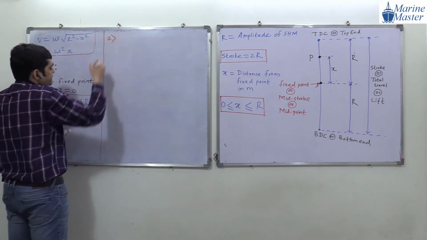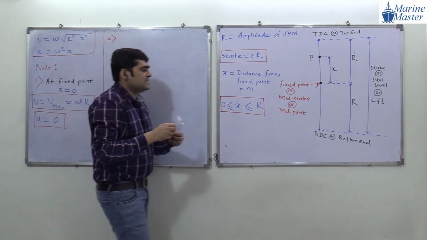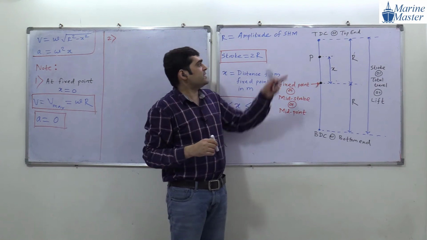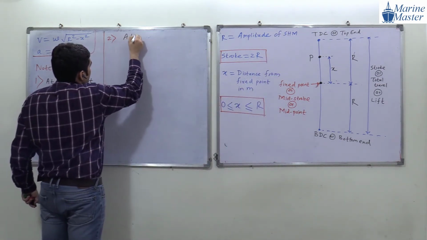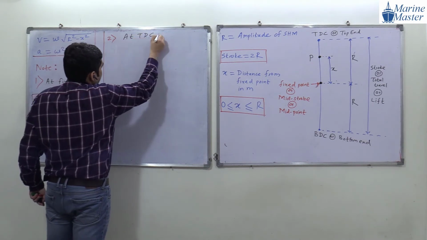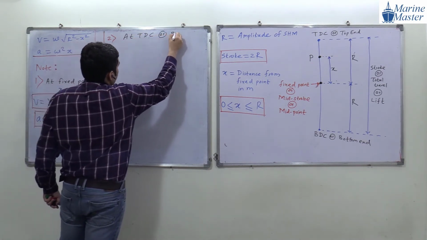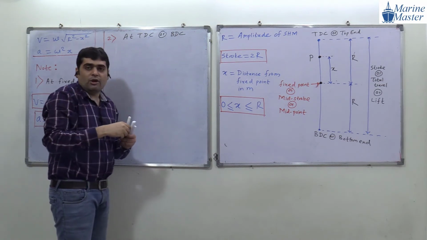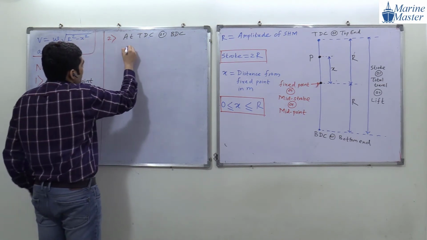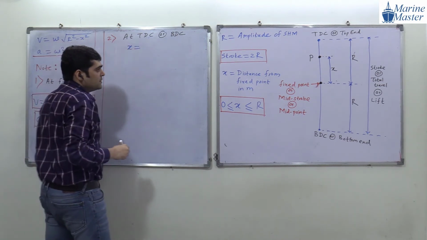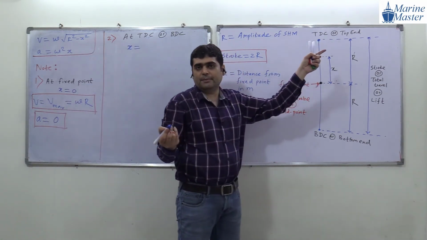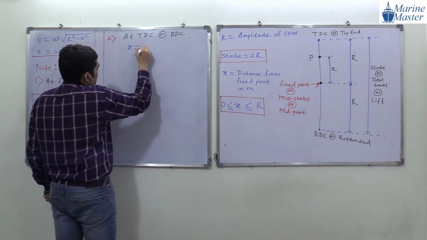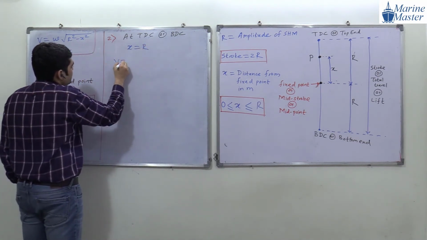Second note. Now we considered the fixed point, everyone. Now we will consider TDC or BDC, top dead center or bottom dead center. What will be the value of x, guys? X is the distance from the fixed point. So x will become R.